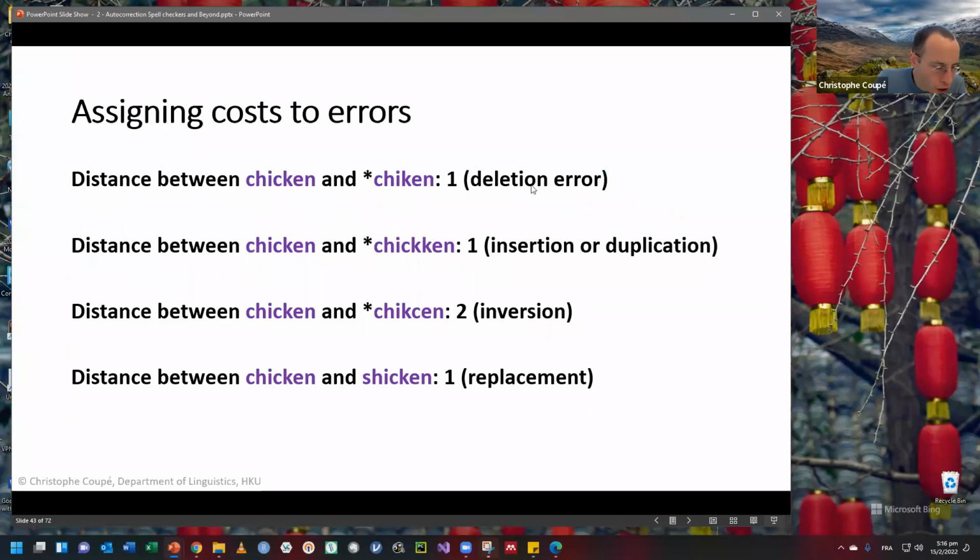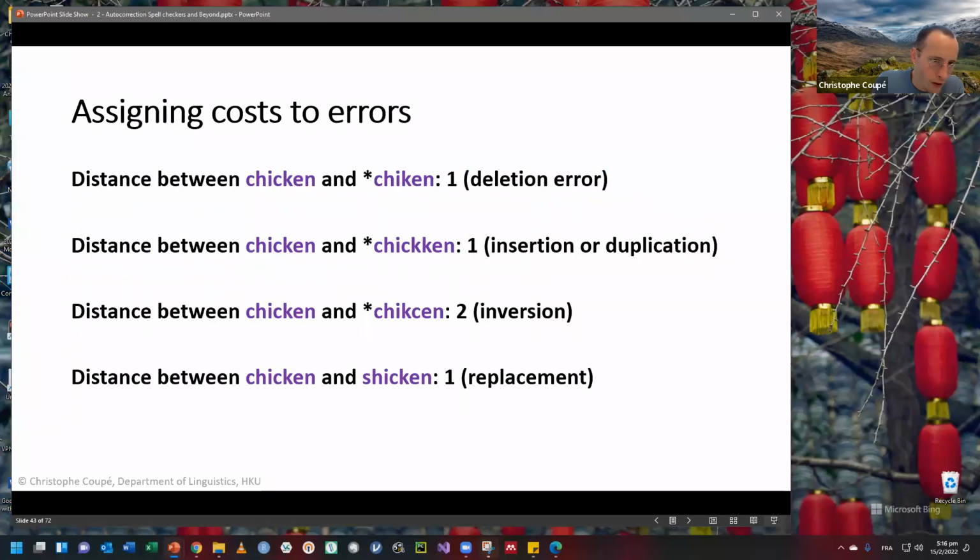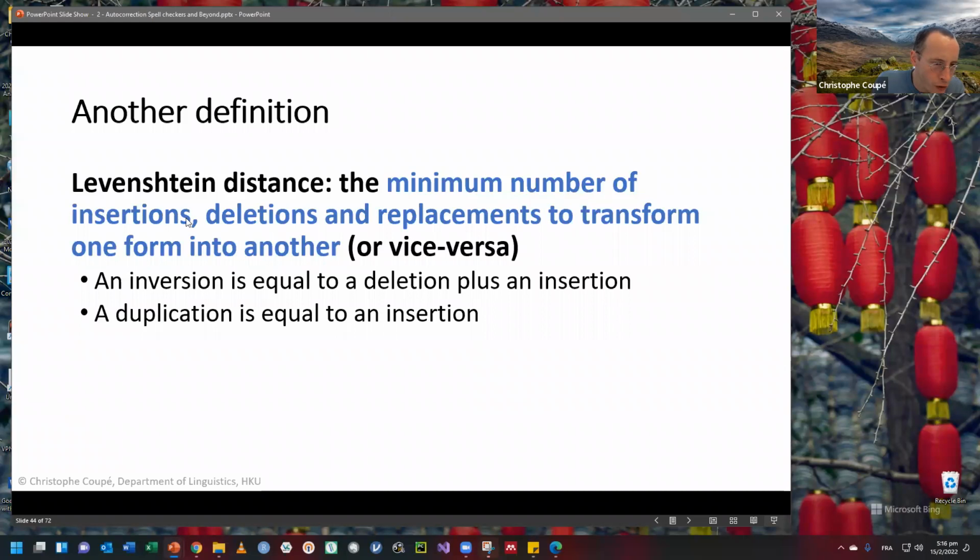When you compute, okay, maybe start like this. The cost for a deletion is going to be 1. The cost for an insertion or the duplication, and it's the same, is going to be 1. The cost for a replacement, you replace one letter by another, is 1. And inversion, if you invert two letters, then basically it's 1 insertion plus 1 deletion, and the cost is 2. So basically what you do when you have two word forms, you check the number of insertions, the number of deletions, and each time you find one of them, you add the cost. The cost for deletion is 1. The cost for insertion is 1. The cost for replacement is 1. So the number of insertions, deletions, and replacements you will need, that will be equal to the distance.